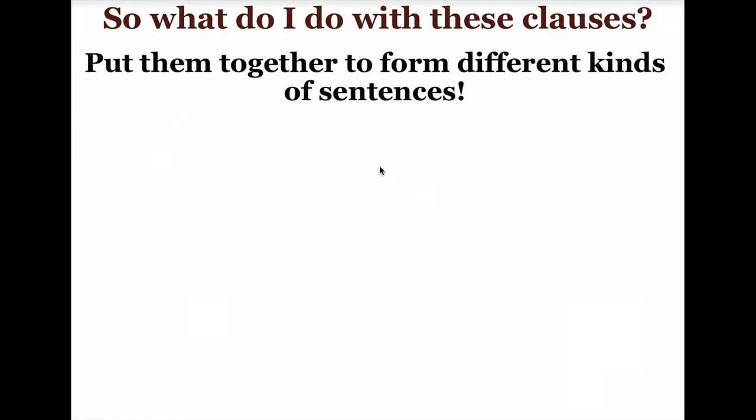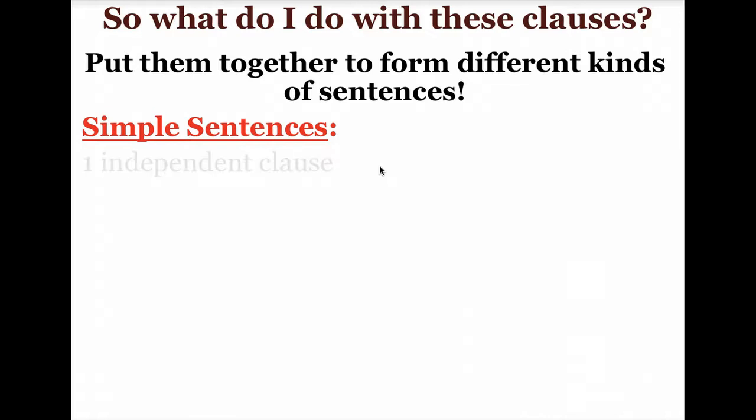Basically, you can put different kinds of clauses together to form different kinds of sentences. If you've taken English 21 or 28, you've probably come across these terms in one form or another. I know you have if you were in the lab. So there's three kinds of sentences. There's simple sentences. Simple sentences consist of just one independent clause. A good example of that one would be that it was raining.